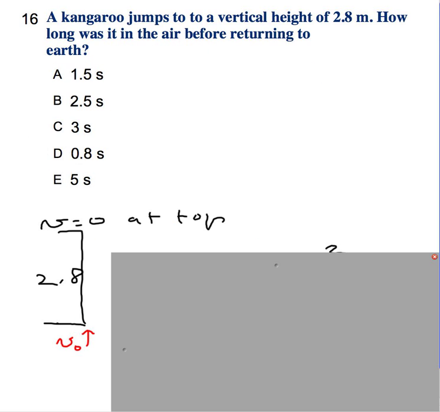So let's try this question, 16. A kangaroo jumps to a vertical height of 2.8 meters. So jumps with some unknown velocity to a vertical height of 2.8 meters. How long was it in the air before returning to the earth? This is similar to the hopper problem we did. So stop the tape and see if you can answer the question.